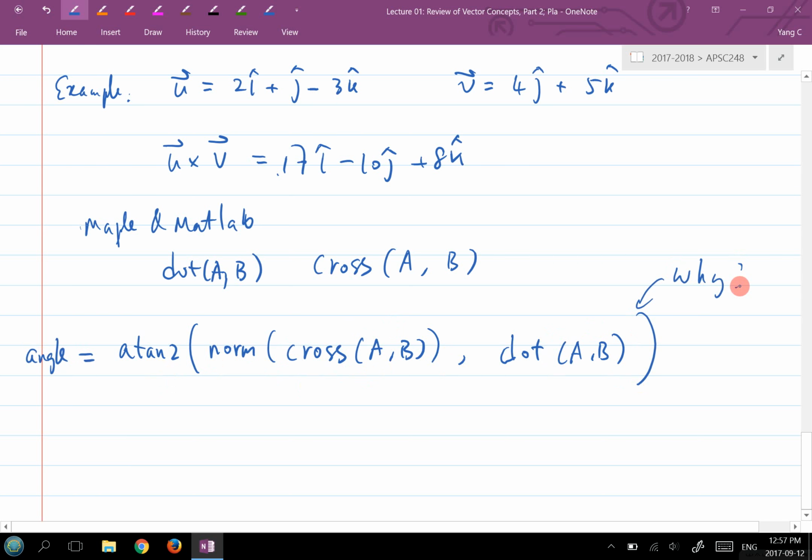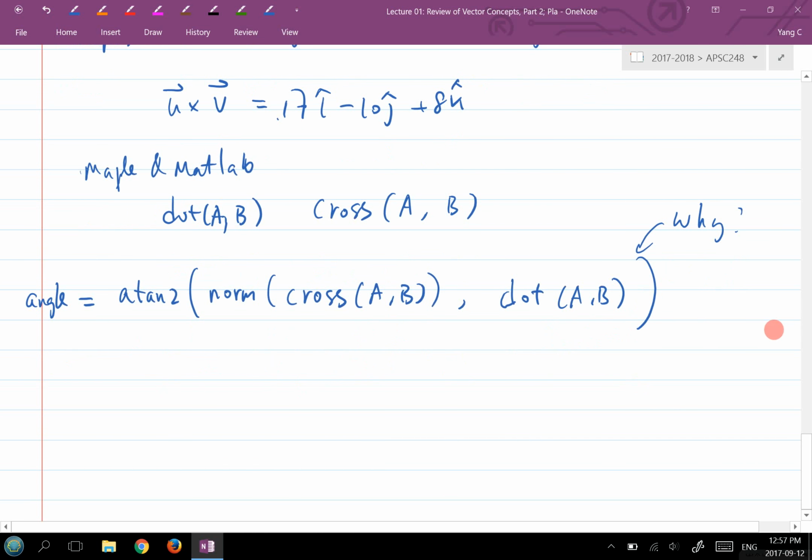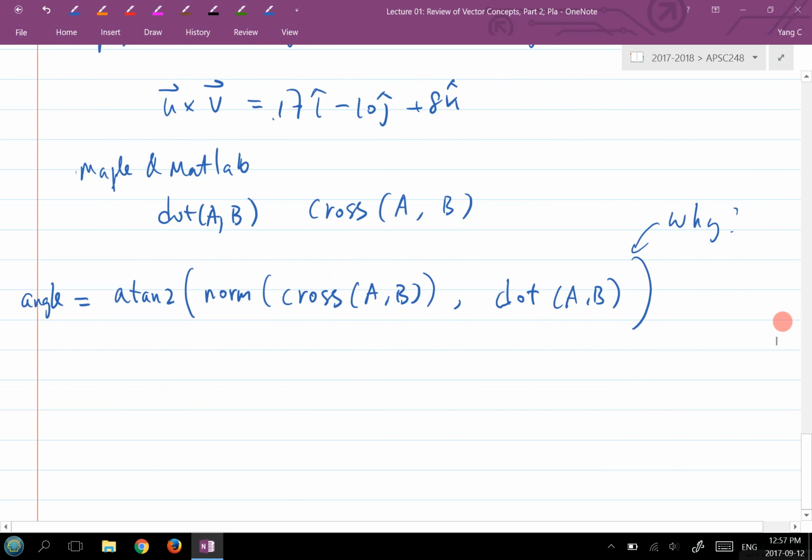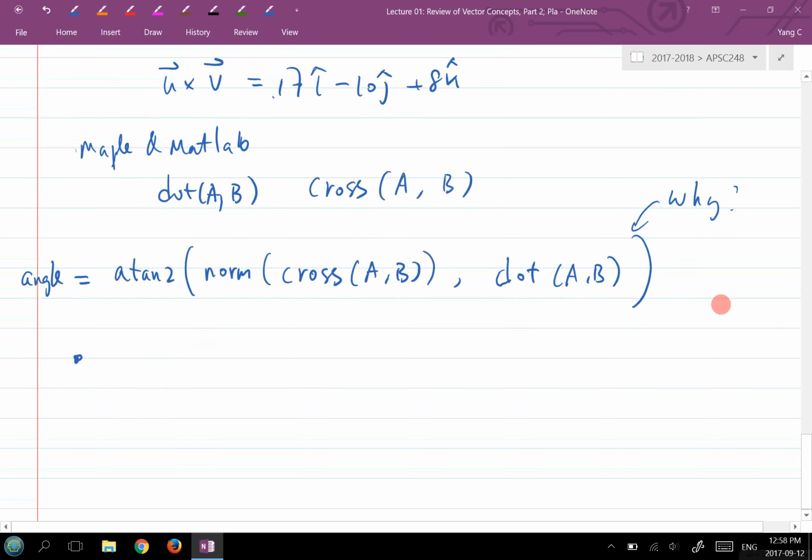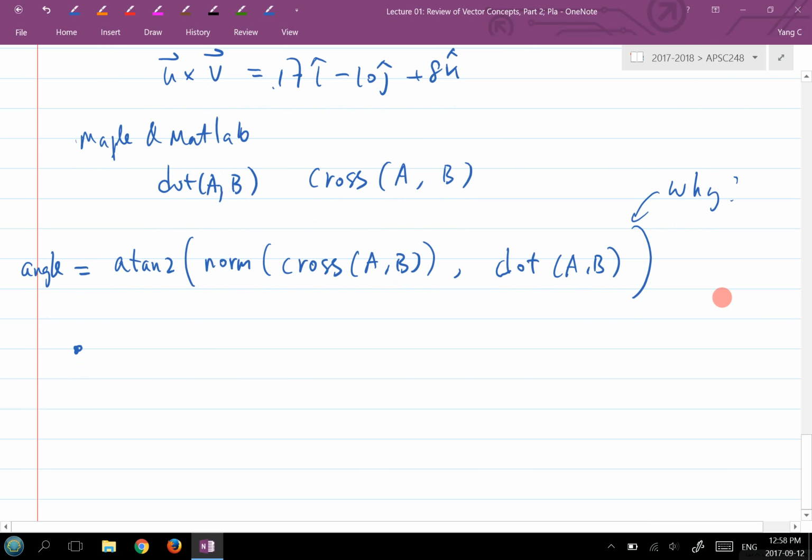I have two more topics for review here. Maybe I can't really call it review, but they're quite related to the cross product and dot product. Before we get on to the equation of planes, let's look at two more topics. First one, let's look at the so-called area of a parallelogram.